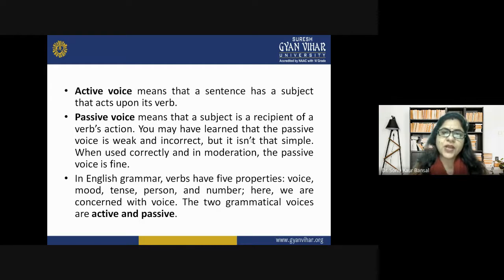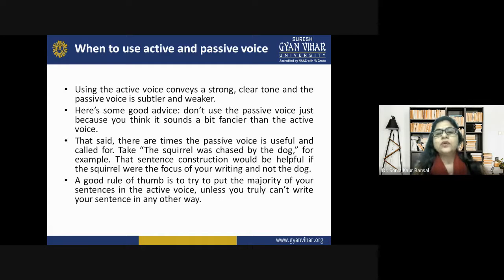So in English grammar, verbs have five properties, students. First is voice, then mood, then tense, then person and number. So here we are concerned with the voice, and the two grammatical voices are active and passive voice. So let's understand it. Now, before telling you how to use the active and passive voice, or how to convert the active sentence into passive sentence, or how to convert the passive sentence into active sentence, first of all, we must know about when to use active and passive voice.